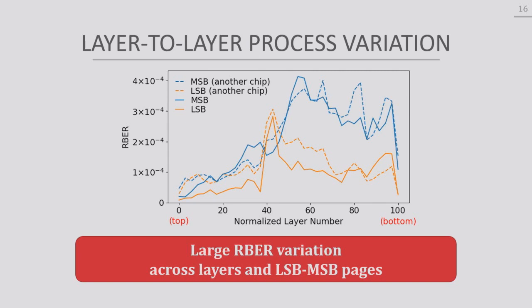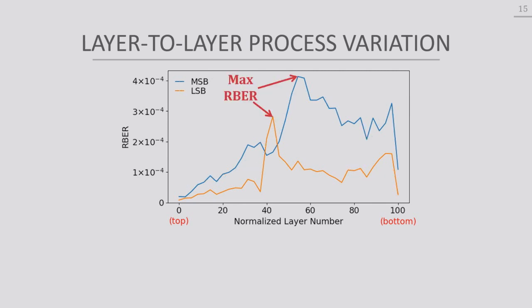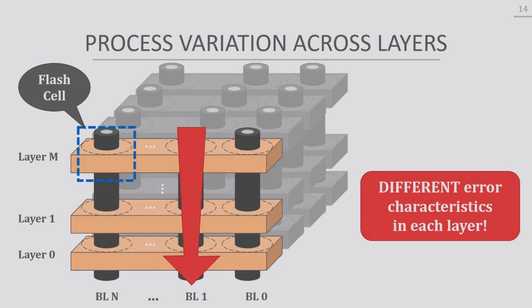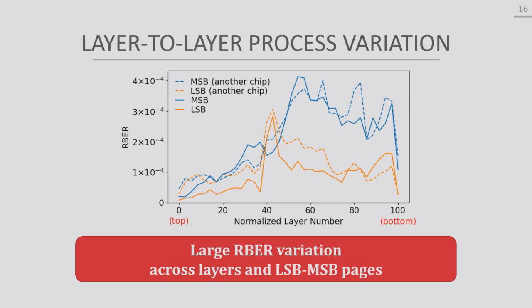So this is one device? The first graph you showed, was that one device or a collection of devices? The first two curves are actually only from one block of one device. One block of one device. And then we also repeat the experiment on a separate device, and compare these two results. Same manufacturer or different? Same manufacturer, yes. And probably the same batch. That's probably why they follow very similar trends. So the key takeaway here is that there is large raw bit error rate variation across layers and across different pages.